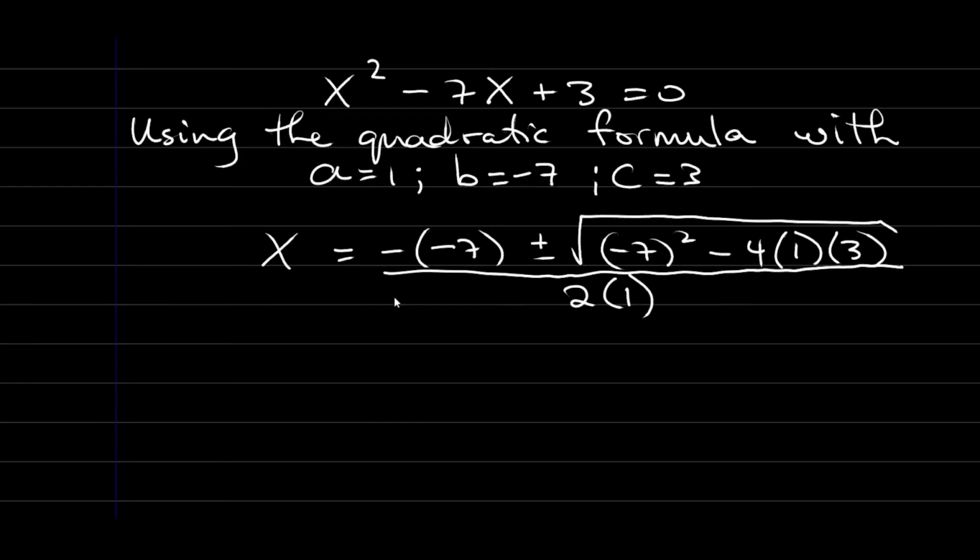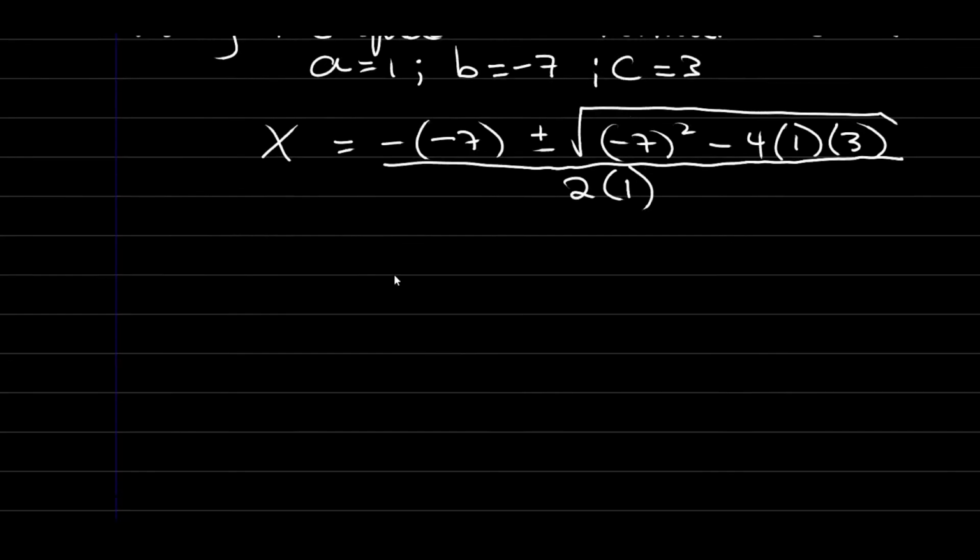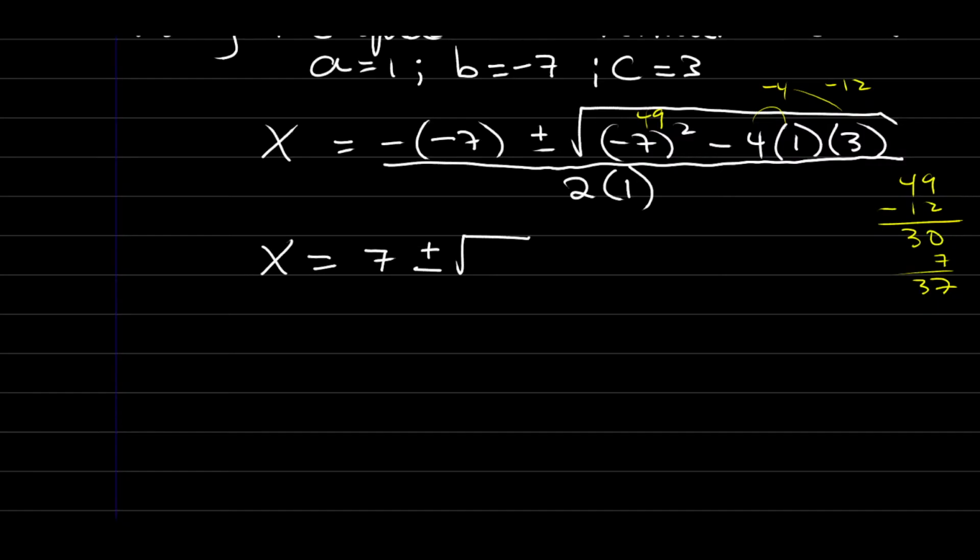Now that we have this really nasty looking thing, let's see if we can simplify it and solve it down a little bit. So this here is 49, and then this is 4 by -4, and -4 by 3, -12. So it's 49 minus 12, so that's 37. So x is going to be equal to 7 plus or minus root of 37 all over 2. And that is going to be my x.